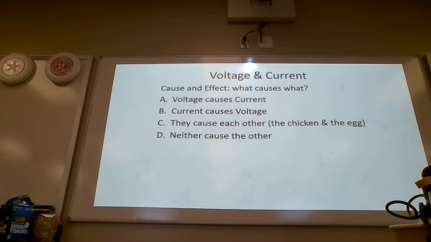Correct answer is? Correct answer is A. Now, voltage is the push. It's the motivator. That's what causes current to flow. Good with that?